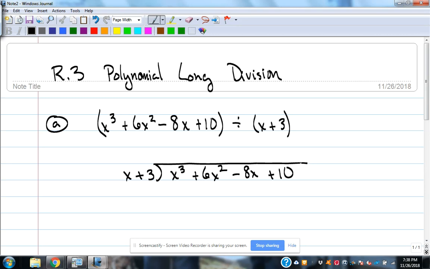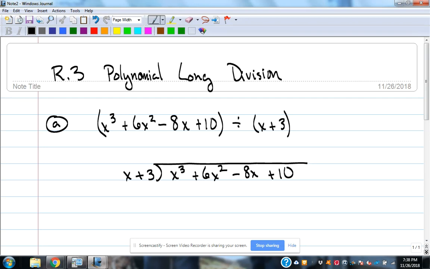All right, so what you want to do then is you look at the front of your divisor, what we're dividing by, plain x. This is why it's important to have them in order. You always look at the first term. The plus 3 doesn't really matter right now. We'll use it in a minute, okay?